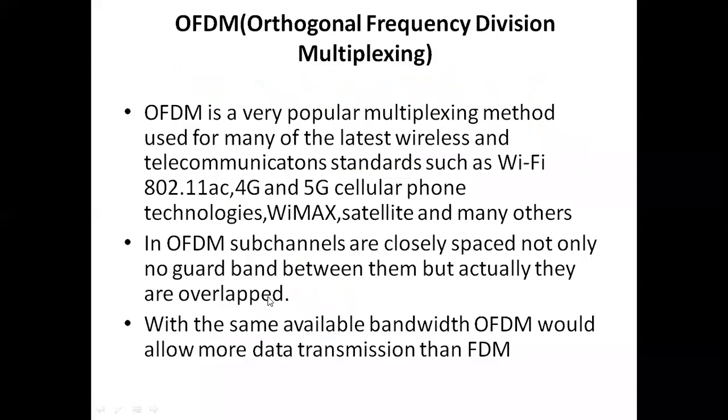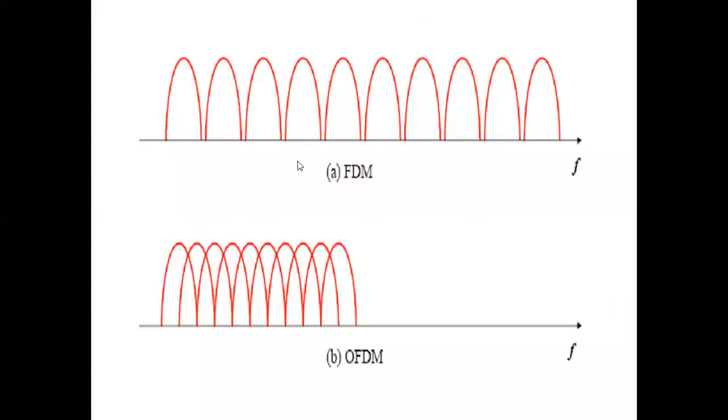And next, the use of the OFDM method allows more data transmission. In the earlier method, we are using more bandwidth in order to transmit the data. But here we are using less bandwidth because the subchannels are closely spaced to each other.